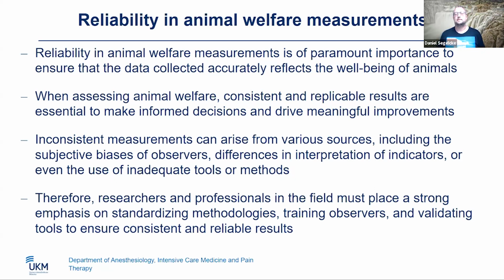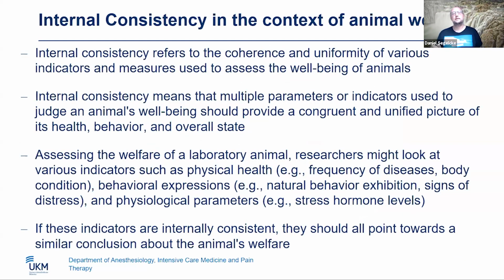And inconsistent measurements can arise from various sources, for example, the subjective bias of observers, because we have no or very poor measurement options, differences in the interpretation of indicators or behavioral patterns, or even the use of inadequate tools or methods. Measurement instruments are one example here. And therefore, researchers and professional healthcare staff in this field must place a strong emphasis on standardizing methodologies. For me, one important point is training the observers and validating tools to ensure consistent and reliable results in animal welfare. The next one is the internal consistency in the context of animal welfare.